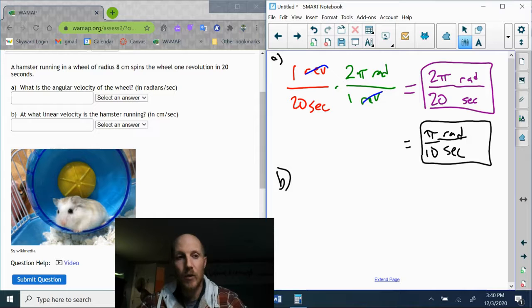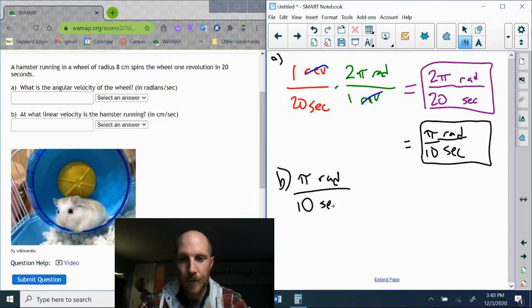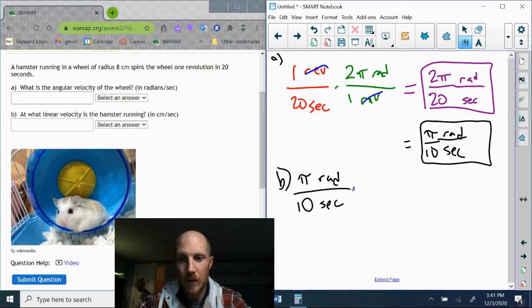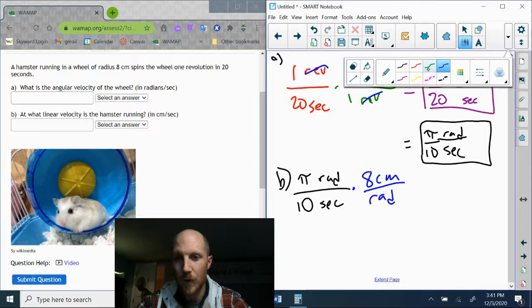Okay, part B. Now, what is the linear velocity for the hamster running in his little hamster wheel? Go, Hamster Huey, go! So I am going to start from where I just left off at pi radians per 10 seconds. And in order to convert that angular speed into a linear speed, I need to know the size of the radius. Right at the beginning of the problem, it tells me this wheel has a radius of 8 centimeters. So I want radius to be on the bottom, so it's going to cancel these radians on the top. 8 centimeters is going to go on the top of my conversion factor.